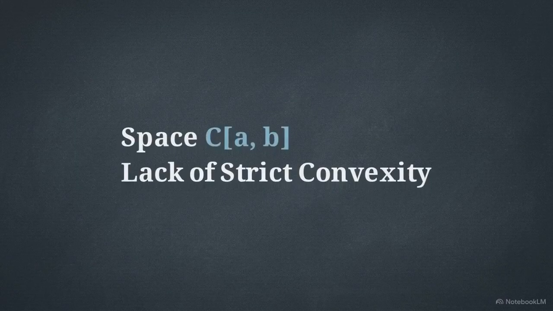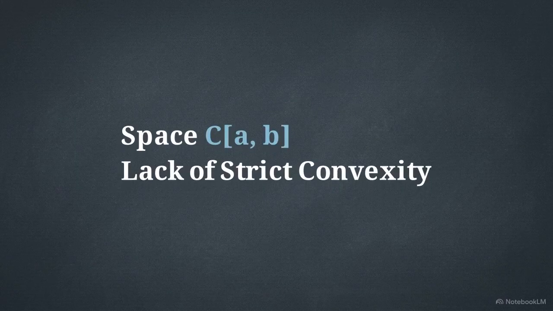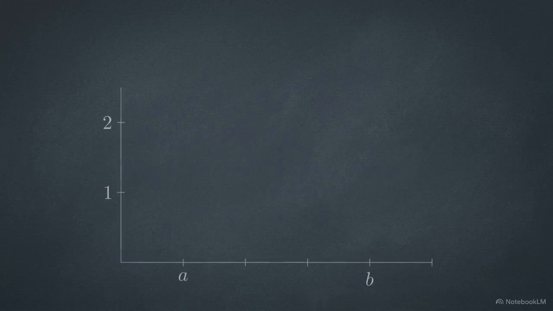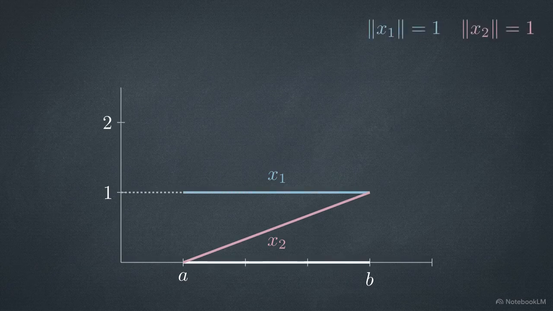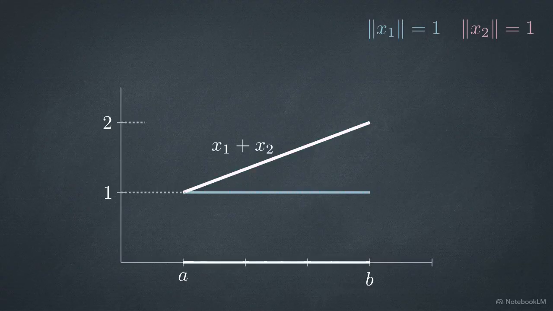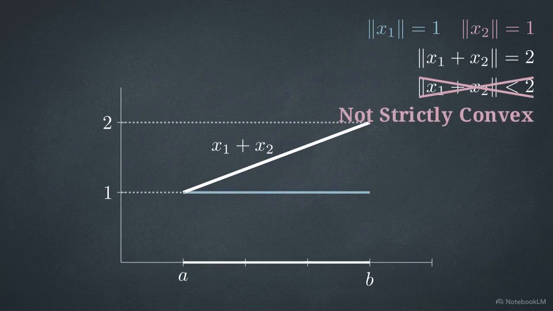Part B shows that C[a,b] spaces lack strict convexity. This graph plots two continuous functions on the interval a to b. x1 is a flat horizontal line at 1. x2 is a diagonal line. Both functions have a max norm exactly equal to 1. When we add these functions together, the maximum absolute value of the combined function equals exactly 2. The inequality is not strict.